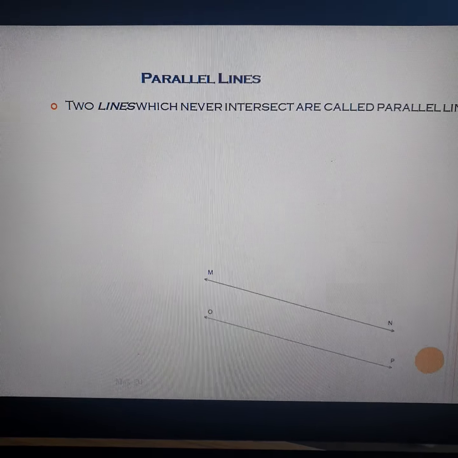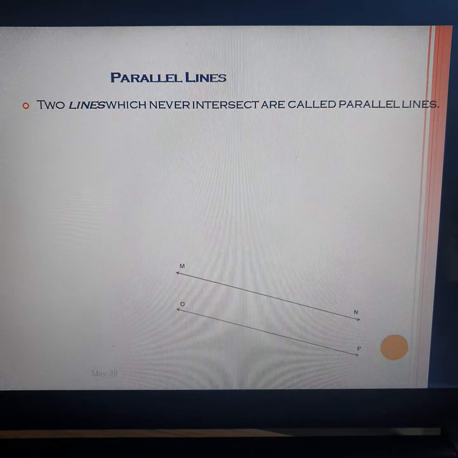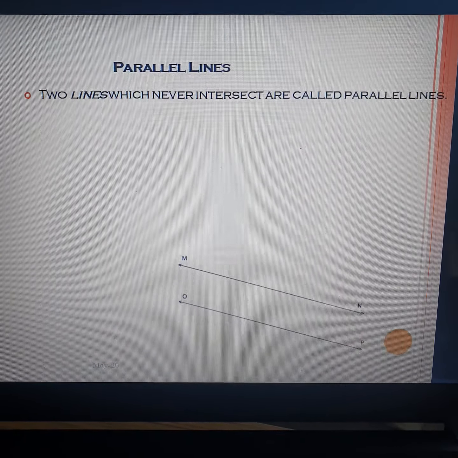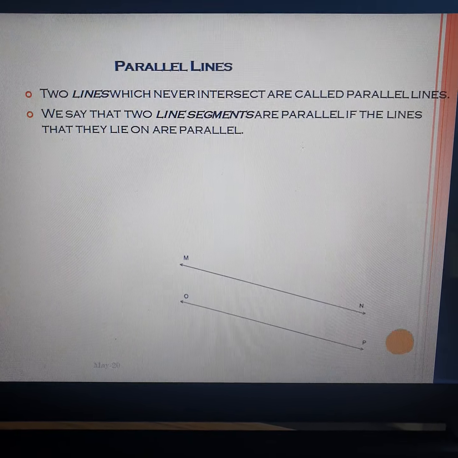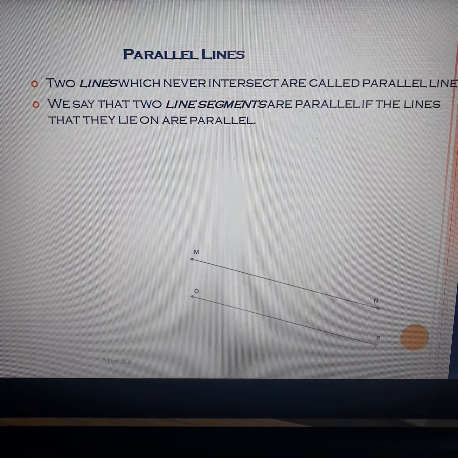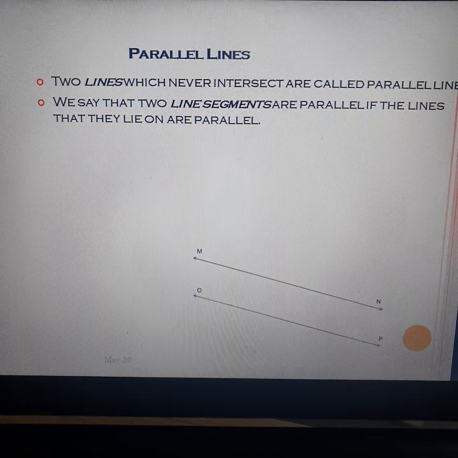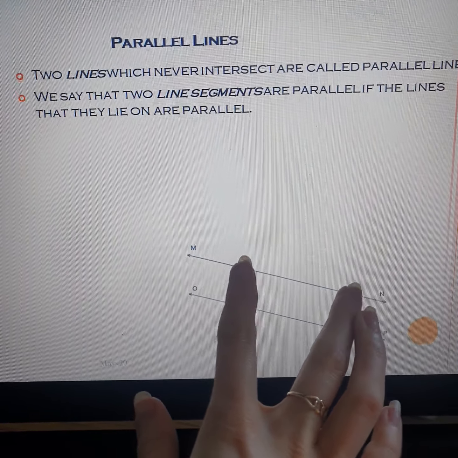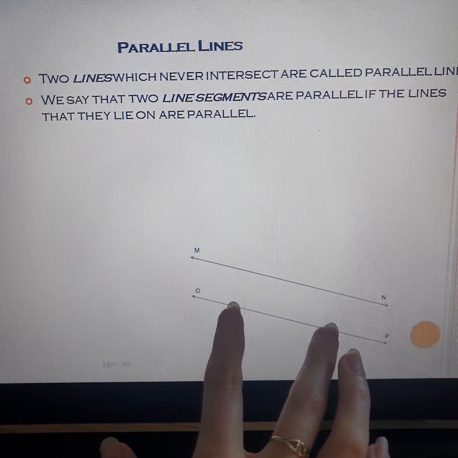Right, so let's take down the definition then for parallel lines. Parallel lines are two lines which never intersect. Okay? We say that two line segments are parallel if the lines that they lie on are parallel, right? So as part of this line here, you could have a line segment. As part of this line here, you could have a line segment.